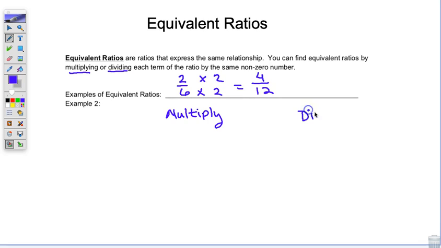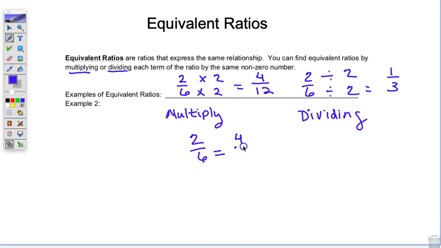I can do the same thing dividing. So let's say I start with 2 over 6 again, and as long as I can divide the numerator and denominator by the same number, I can come up with an equivalent fraction. So let's say I divide 2 by 2 and 6 by 2, and I get 1/3. So in other words, 2 over 6 is equal to 4 twelfths, which is also equal to 1/3.